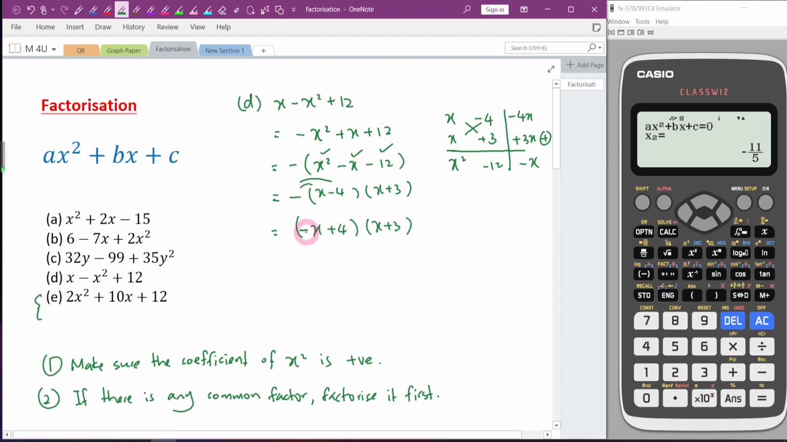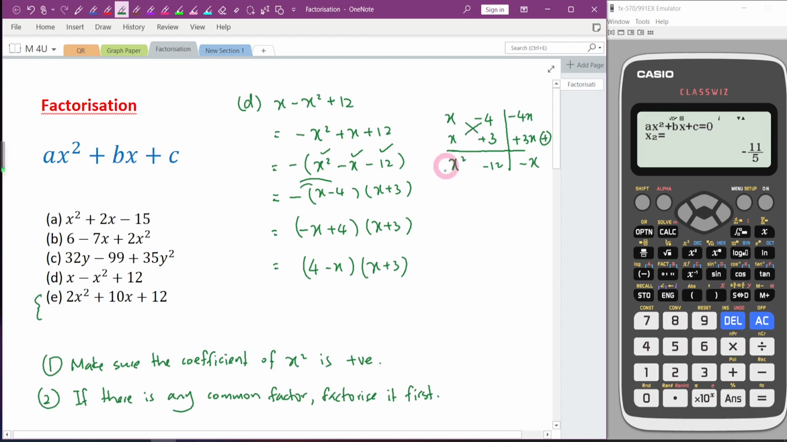But normally we do not like the negative put in front here. We don't like to see a negative sign here. But if you want to leave your answer like this, it is okay. But personally, I will rearrange the terms here. I'm going to write 4 minus x, x plus 3. Okay, so this will be the final answer. If you want to double check, you can do the expansion for this one. You should be able to get back this.